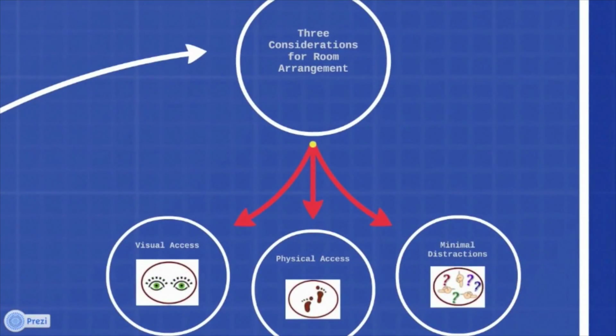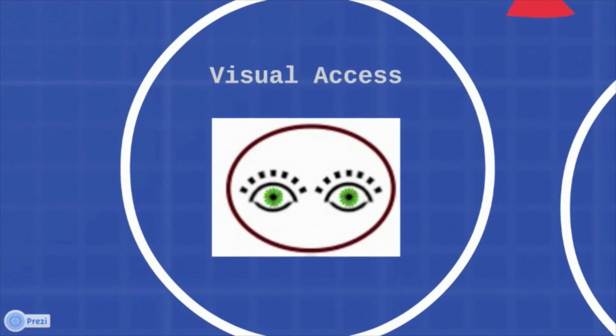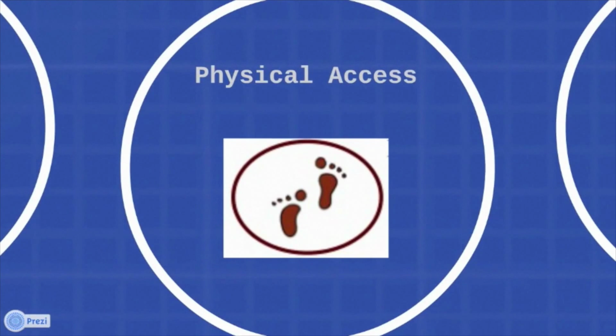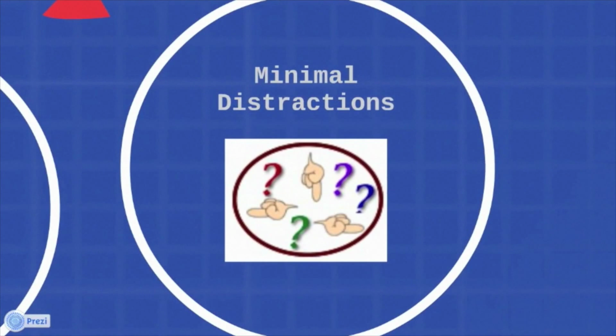When arranging your classroom, there are 3 considerations. First, visual access. Can you see, make eye contact with each student? Can students easily see the board, screen, or display? Second, physical access. Can you easily reach each student? Can you easily reach your materials? Can students, including those with special needs, easily reach needed materials? Third, minimal distractions. What will compete for students' attention?